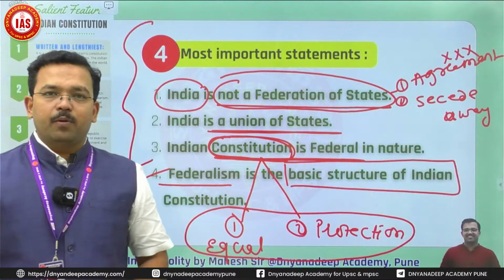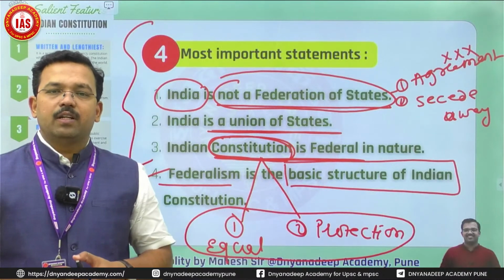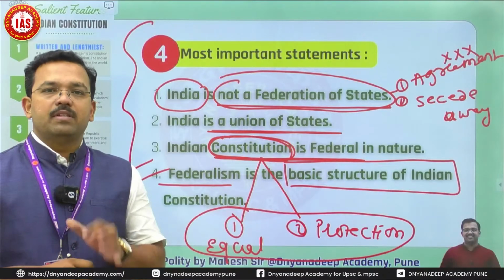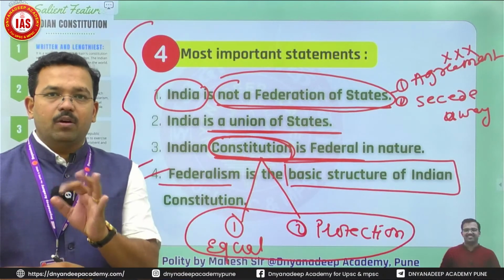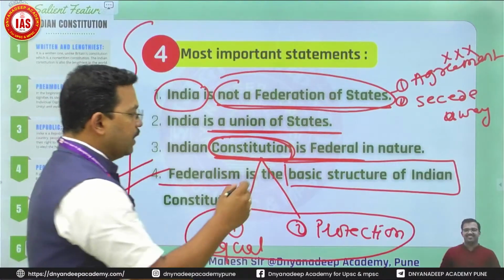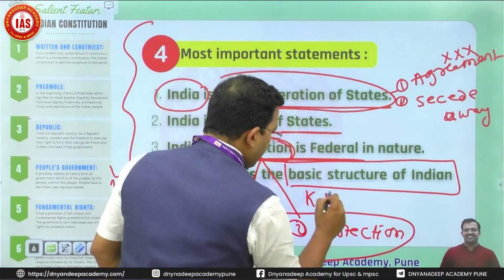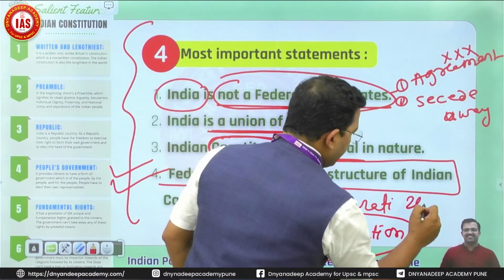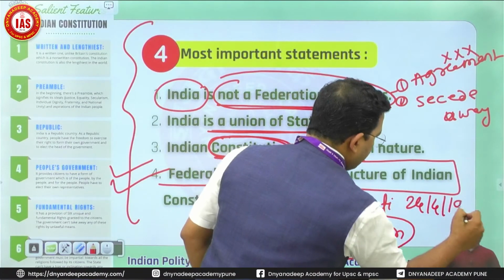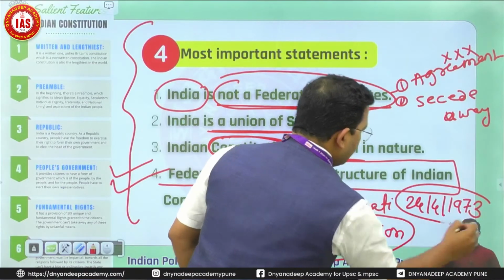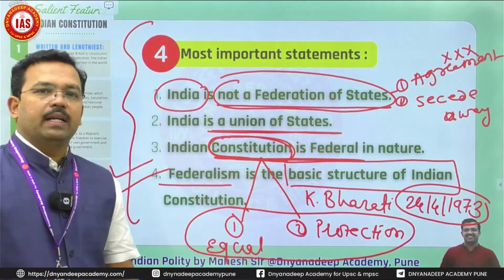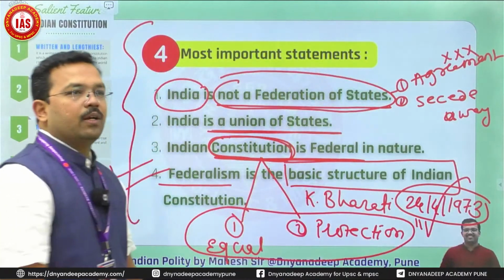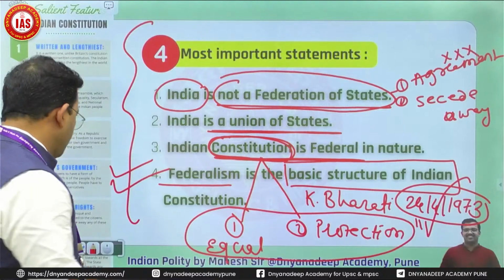Which is the most important landmark case where we got this word basic structure? Anyone, please put it in the comments. Basically, it is the Kesavananda Bharati case of 24th April 1973, where we got this term basic structure of the Indian Constitution. These four statements are very, very important.